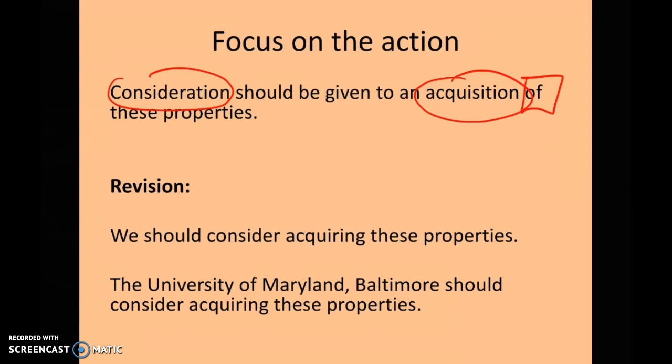Again, I'm making this up because I don't know the context of who is doing the considering. It's a little easier when you're revising your own work because you know exactly what you're writing about. It's a lot harder when you just get a sentence out of nowhere. So one possible revision would be we should consider acquiring these properties, right? So acquisition becomes the verbal form with "ing" of acquire. Or the University of Maryland, Baltimore should consider acquiring these properties.